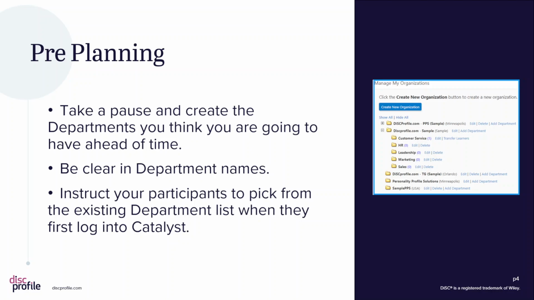You can help by being clear in those department names. Using an acronym may make sense to one team, but it might not make sense to everybody, so maybe spell out the full department name. In the initial email that you send them with their link, you can instruct the participants to pick from an existing department rather than creating their own. It is an option they can do when they complete the questionnaire and get taken over to Catalyst for the very first time. Again, they don't have to select a department at all, but it's nice to put that in the instructions, to select from a pre-existing department that's already there.